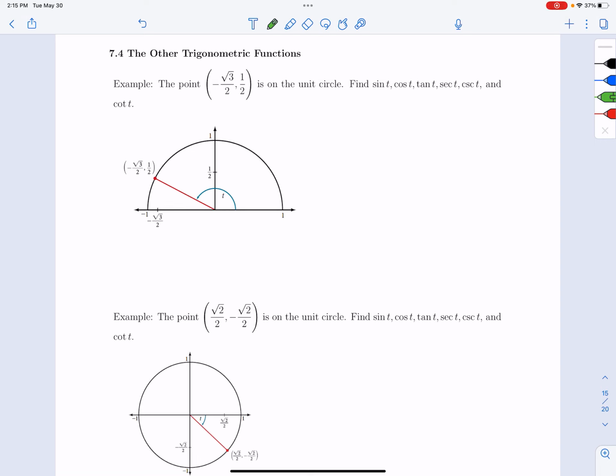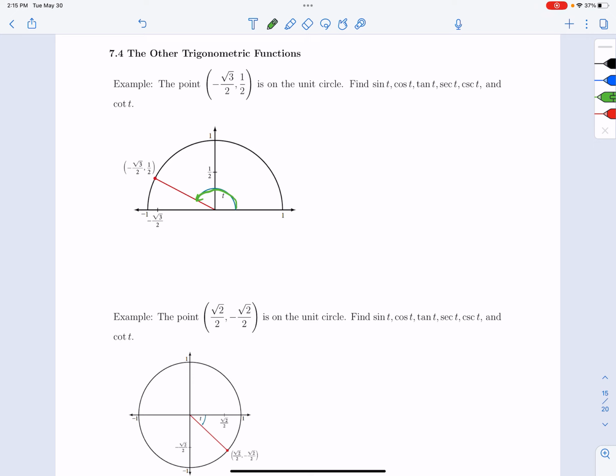In this video, I'm going to be going over how we can use the other trig functions aside from sine and cosine. So this first example says the point negative root 3 over 2 comma 1/2 is on the unit circle. Find sine of t, cosine of t, etc. So our angle t is here.